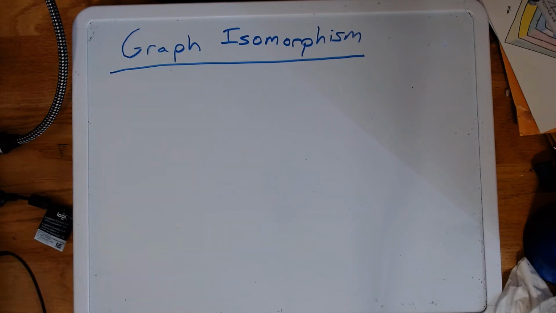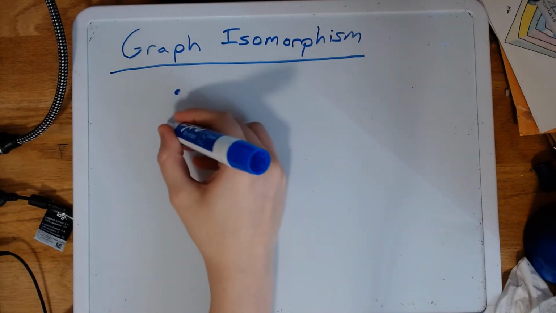So now we're going to talk about something called graph isomorphism. Fundamentally, this is about whether two graphs are the same, or whether two representations of a graph are really the same graph. And the reason I say representation is we've been thinking a lot about graphs using their drawings, right?